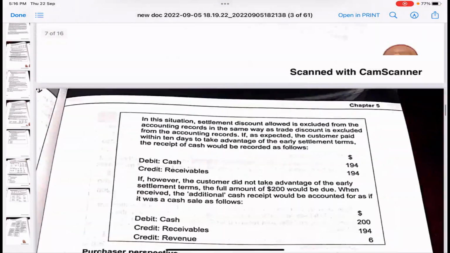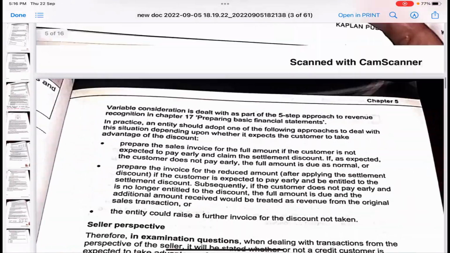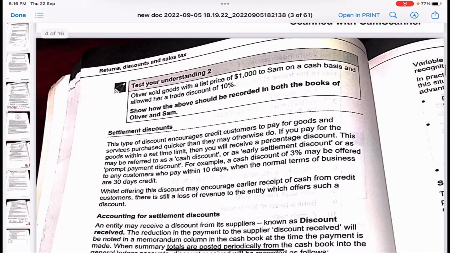Now let's go to our test your understanding. Oliver sold goods with a list price of $1,000 to Sam on a cash basis, and allowed her a trade discount of 10%. Now we need to show how the above should be recorded in both the books of Oliver and Sam. So first of all, let's see the value.